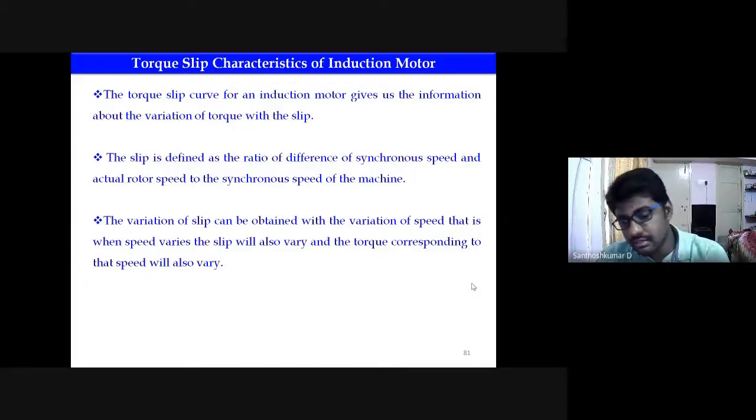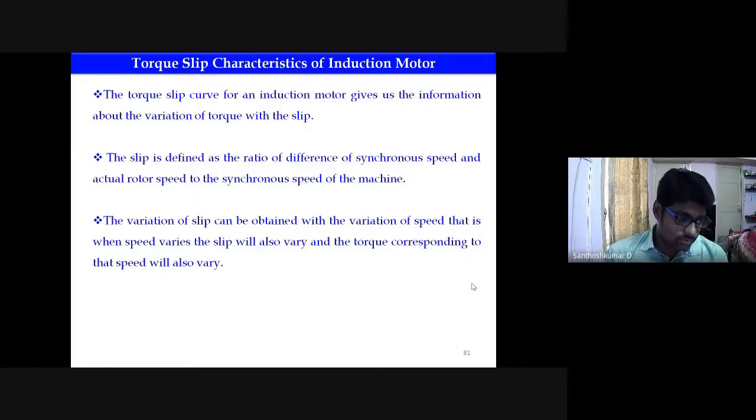In this class we can discuss the torque slip characteristics of the induction machine. As we have discussed in the previous classes, torque is related to rotor EMF, rotor current, power factor, and the slip. But in this class we have to find the characteristics between torque and slip.